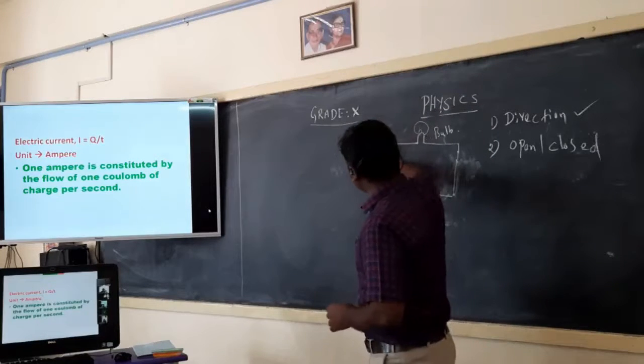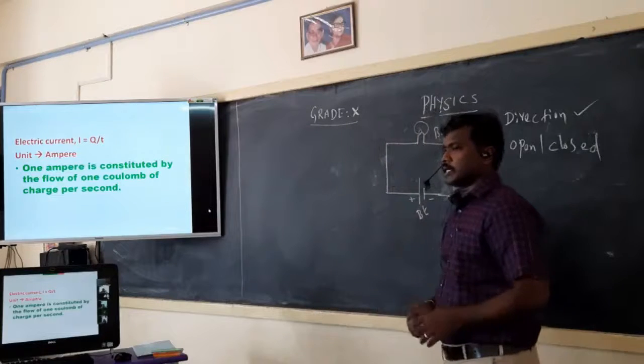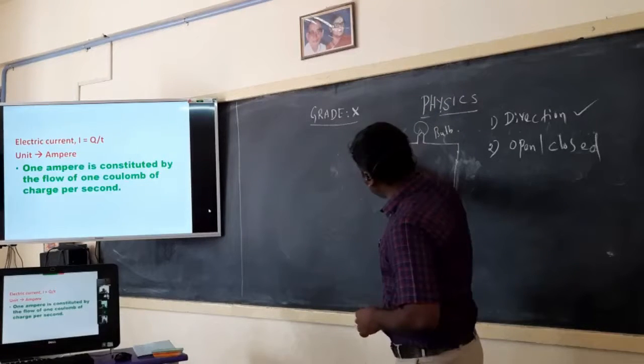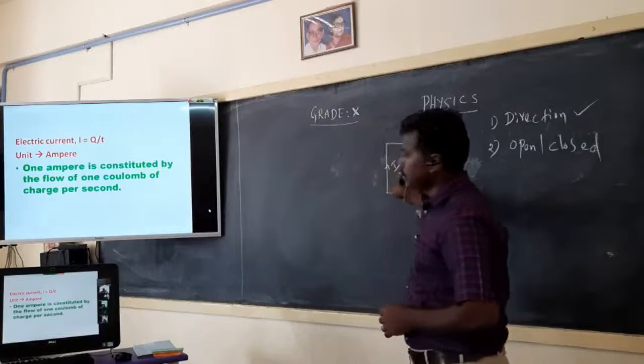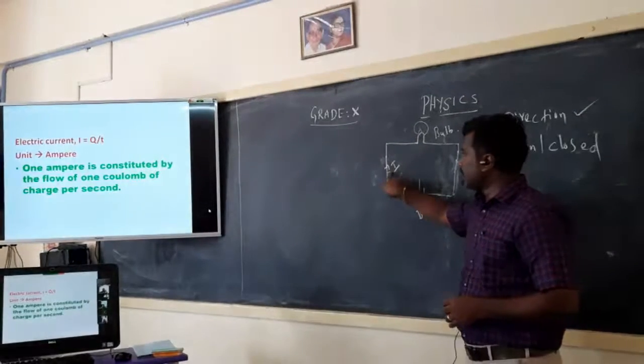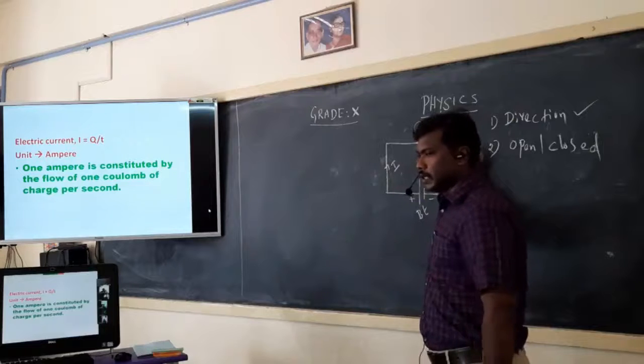We just mention the arrow mark in a particular electric circuit. It always represents the direction of flow of electric current. So now I mention the arrow mark like this. This is the simple notation for electric current. This direction indicates the flow of electric current in a particular circuit.